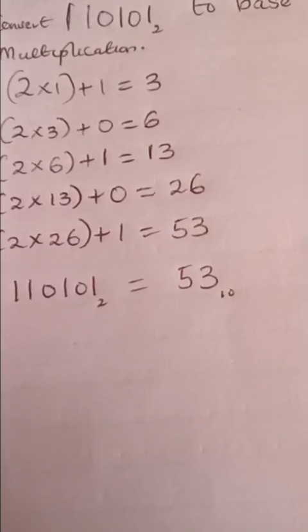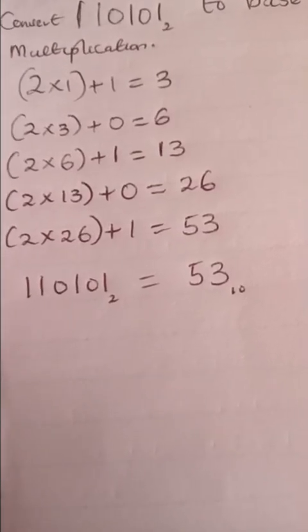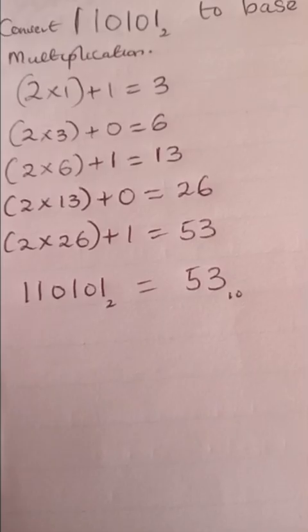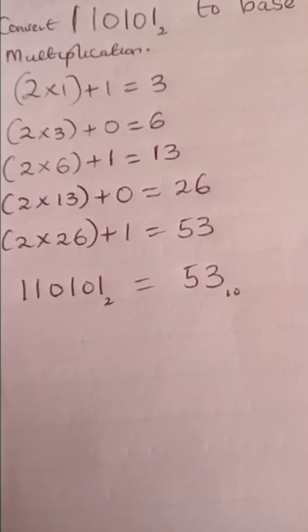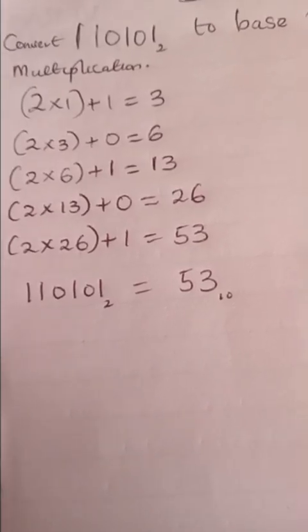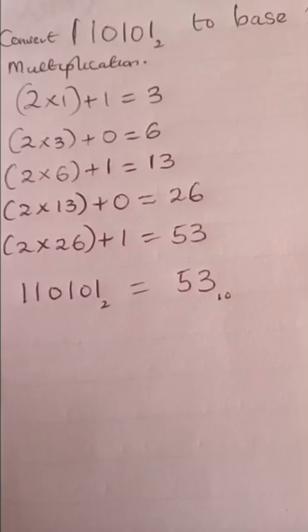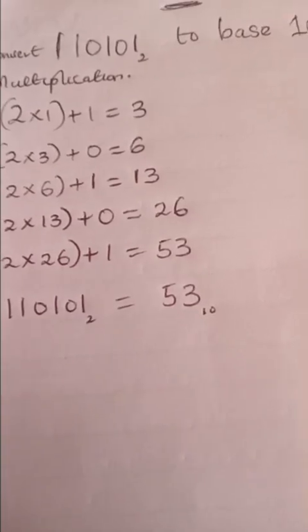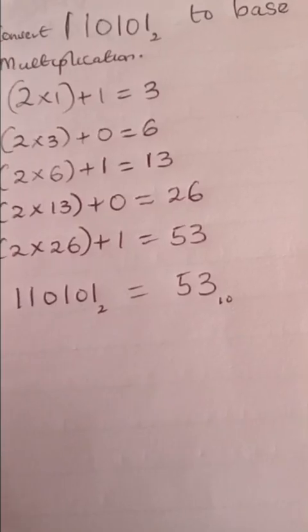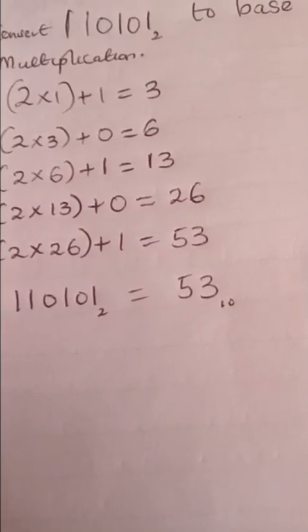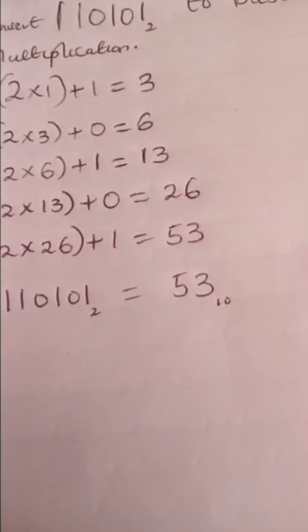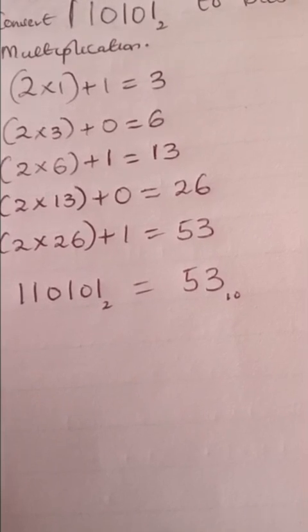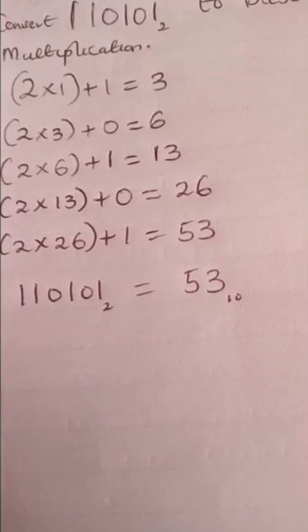Now, the result, which is 13, multiplied by the base again and add it to the next number. So 2 times 13, which is 26, plus 0, which is the next number, is 26. Now 26, which is the result, multiplied by the base again and added to the last number, which is 1. 2 times 26 is 52 plus 1 gives us 53. So 110101 base 2 is equal to 53 base 10.